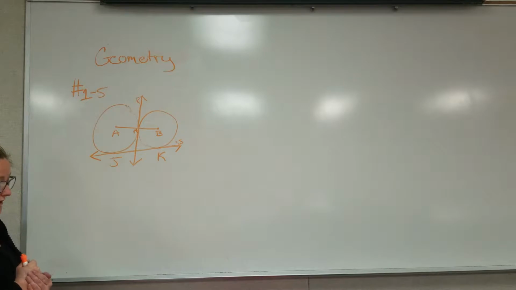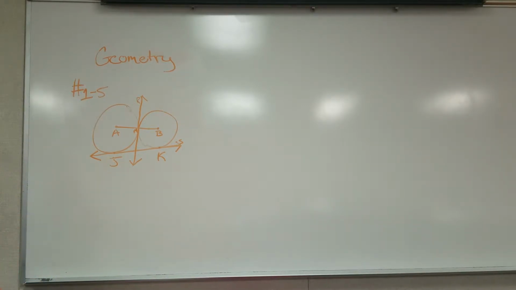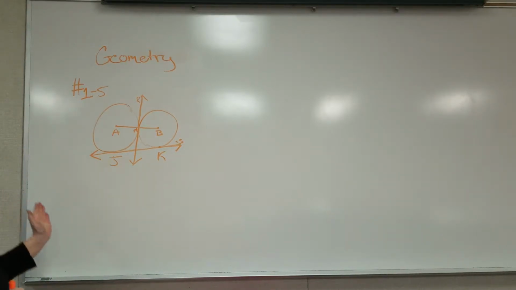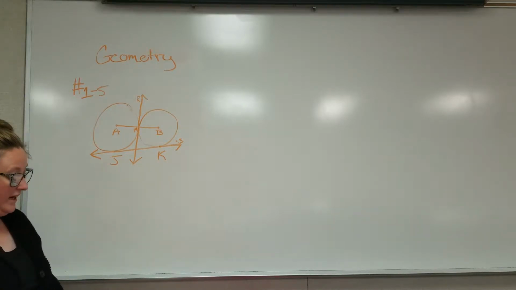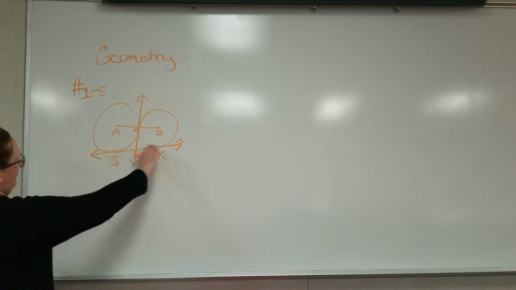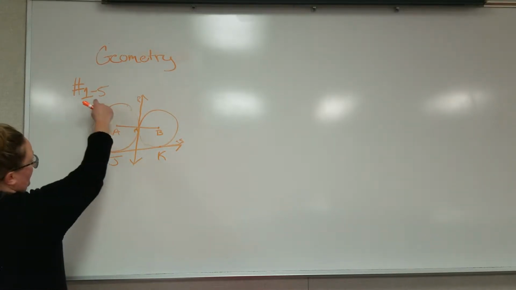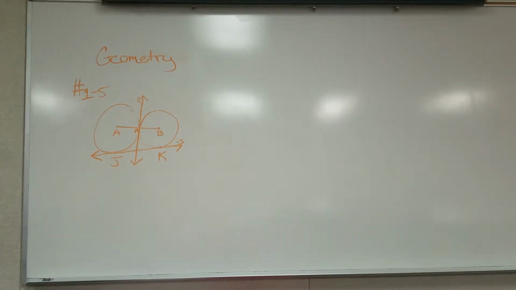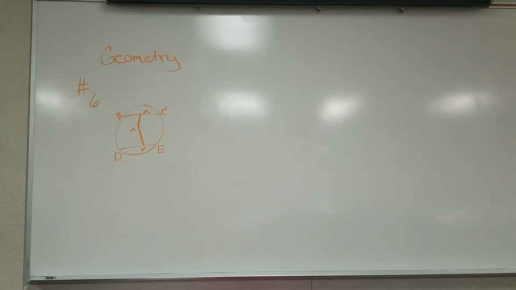Problem number 4, they say name a common internal tangent. So the internal tangent would be this one going through the middle. R is tangent to both circle A and circle B. And then problem number 5, how many possible tangents to circles A and B can exist? All right, so there's one here, and then one more could be drawn up here. So in total, 3 common tangents could be drawn with these 2 circles.